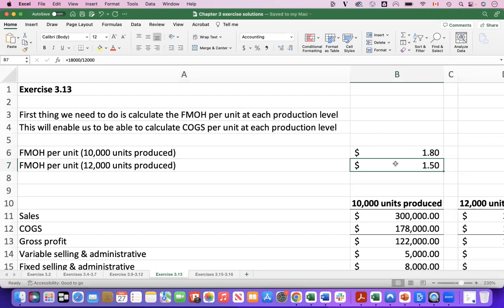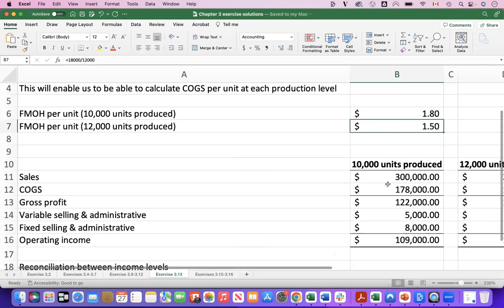Now, remember, the idea here is that they are utilizing absorption costing. So under absorption costing, our product cost or cost of goods sold, what's going to go into that number, it's direct material, it's direct labor, it's variable manufacturing overhead, and it's fixed manufacturing overhead. All the other costs do not fall into cost of goods sold and therefore are not product costs under absorption costing. They would fall below the gross profit line.